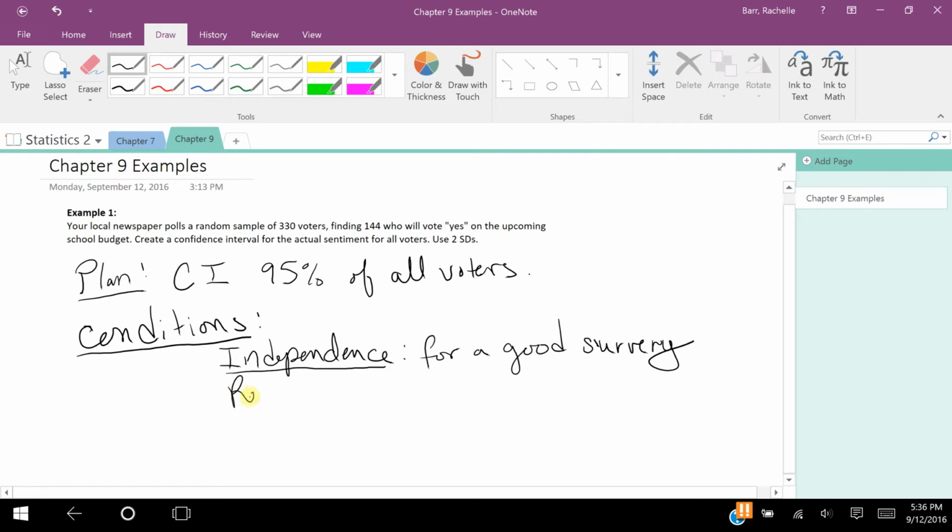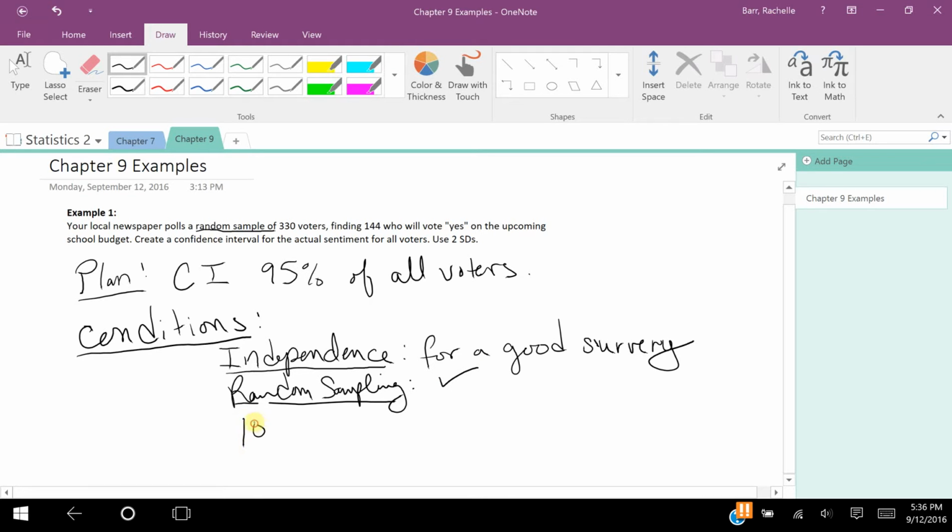So the random sampling. Here's where you might be a little scared, just because it doesn't mention that they actually did a random sample. It was just a poll. So it's more than likely that this was probably not random. Oh no, wait, it says random sample right there. Oh, we're good. Yep. All right.